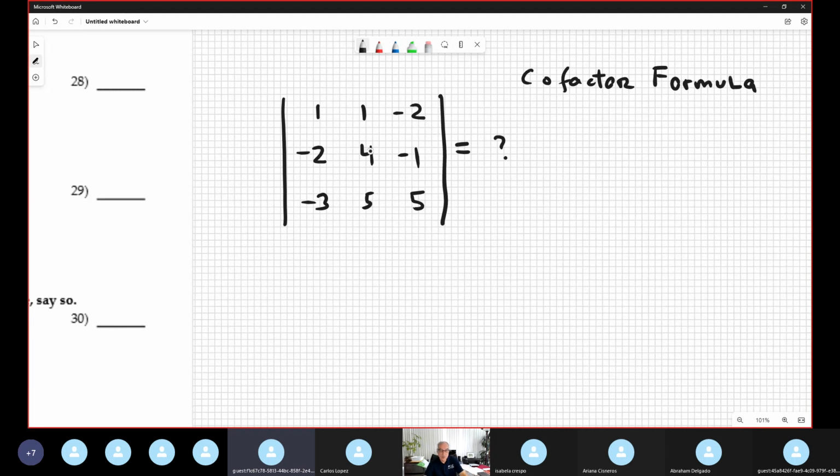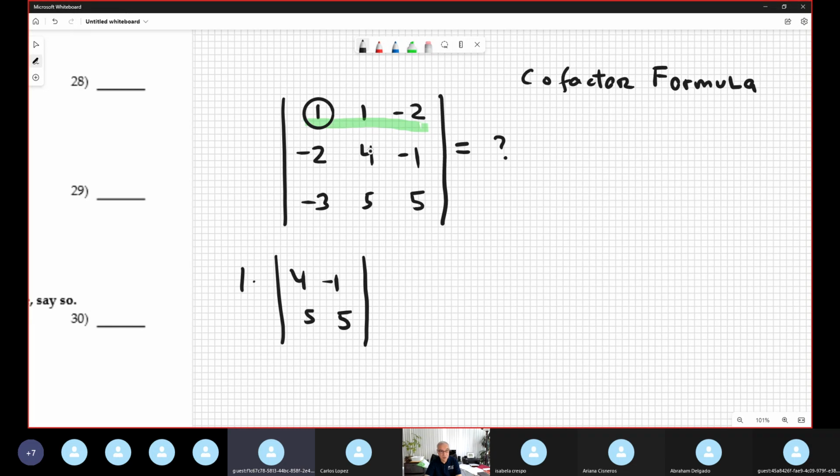And the cofactor formula is very, very flexible because you can expand the determinant using any row or any column. Frequently, people prefer to expand using row 1. So we navigate 1, 1, and -2, and you determine the cofactor associated with each. For example, 1 first: you copy 1, and if it is 20, you copy 20. And the cofactor is a new determinant that is formed when you delete row 1 and column 1. So 4, -1, 5, 5. Do you see that?